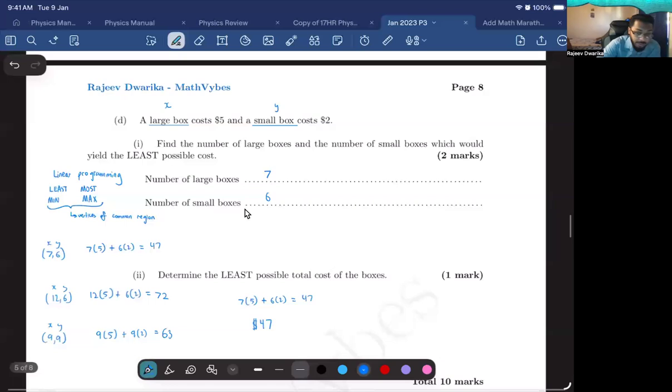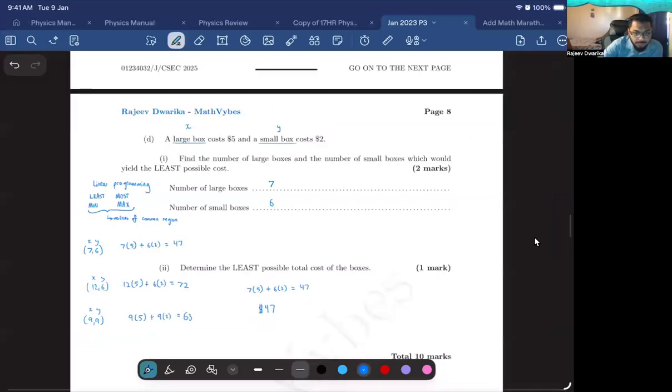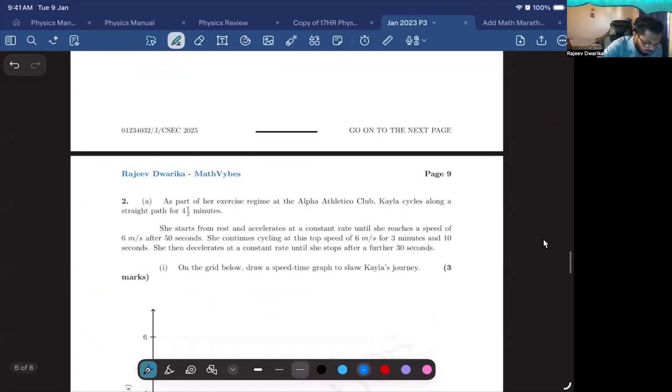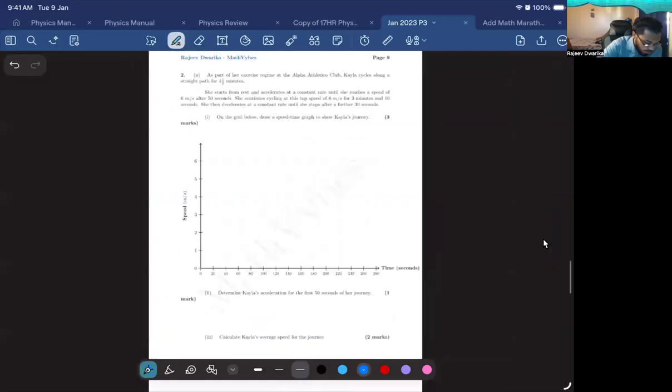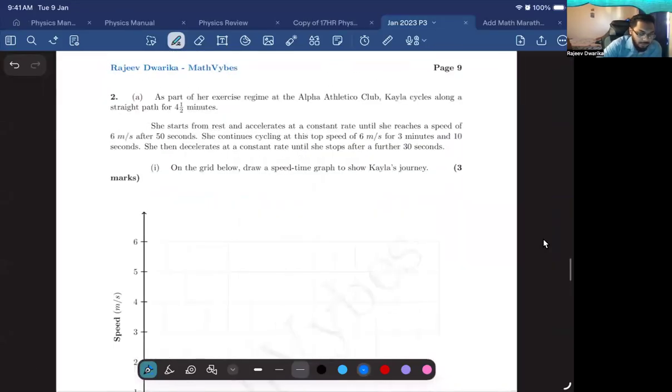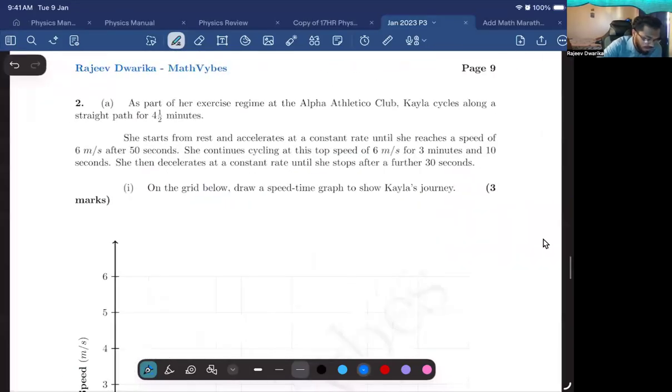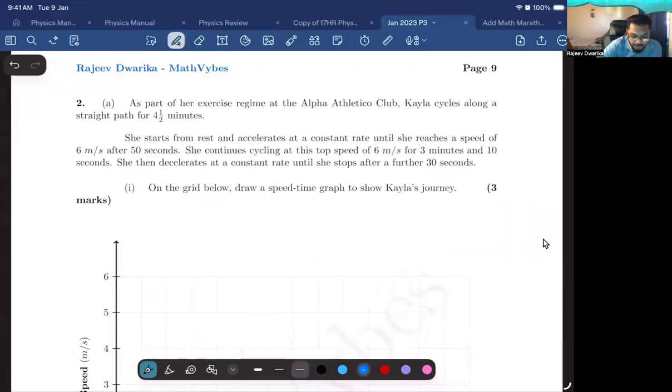Did you all understand the linear programming question? Yes, sir. All right, nice. So now we need to move on to the kinematics question. So I need a volunteer to help me with this. Do I have any volunteers?